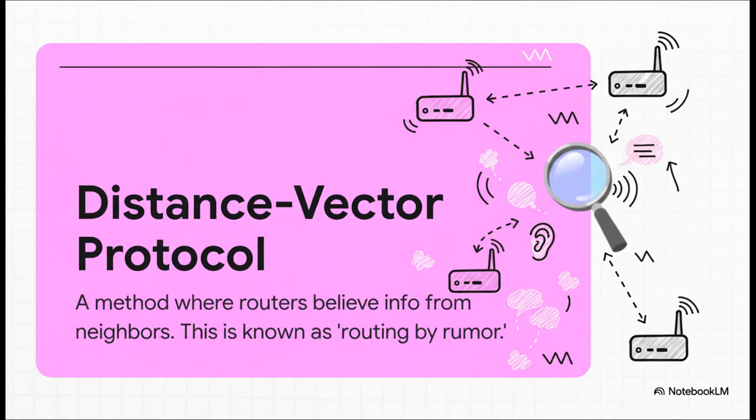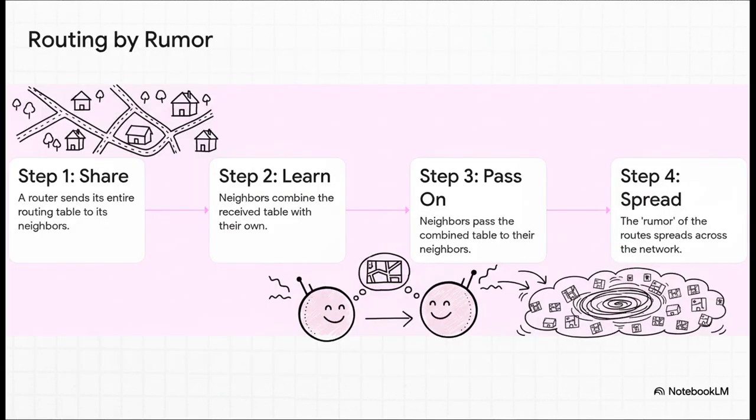Okay, so the first major family of these protocols, and a protocol is really just a set of rules for how to talk, is called distance vector. And the absolute best way to get how it works is with this brilliant little analogy, routing by rumor. The whole process is actually surprisingly simple. Just picture routers as people living in a town.